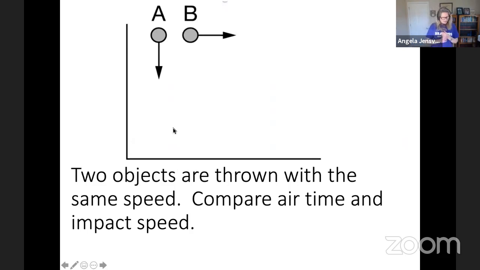Okay, take a shot at these ones. These objects start off with the same speed.